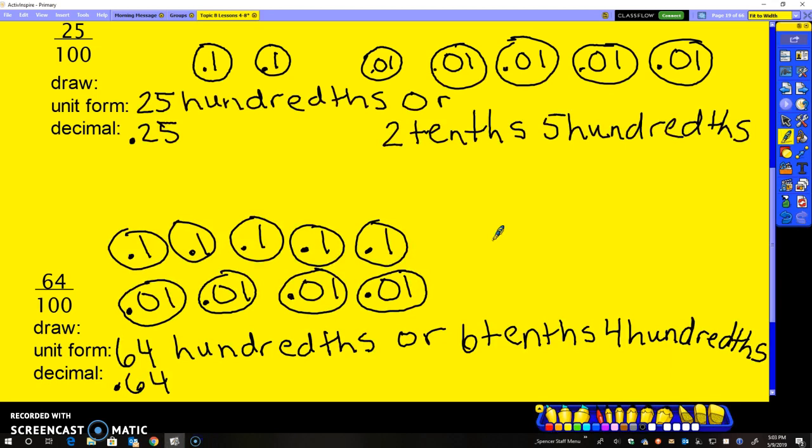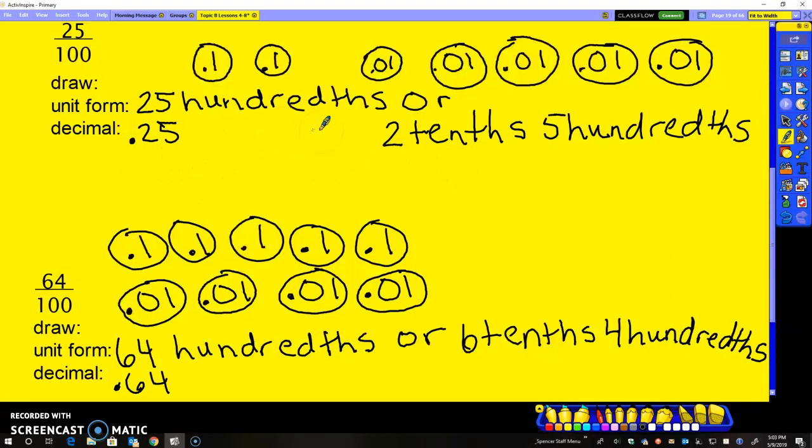Alright friends, so I went ahead and I made my drawings here. Instead of using 25 hundredths, hopefully you noticed that you should be using some 10th discs. So I have 2 10th discs and 5 hundredths discs. My decimal, make sure your decimal matches. That's a big skill to have right now, so hopefully that's working well for you.